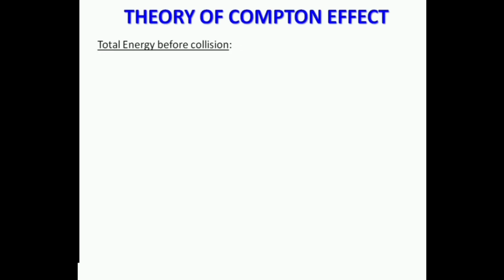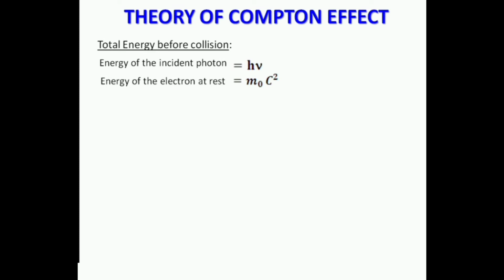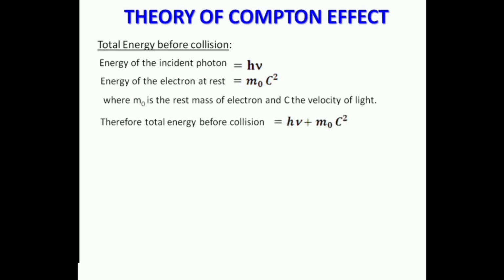Now, total energy before collision. What happened to the energy of the photon and electron before collision? As you can see, the energy of the incident photon is h times nu. The energy of the electron, which is at rest, is the rest mass energy of the electron, which is 0.511 million electron volt, and this is m naught c square, where m naught is the rest mass of the electron and c is the velocity of light. So therefore total energy before collision is h nu plus m naught c square.